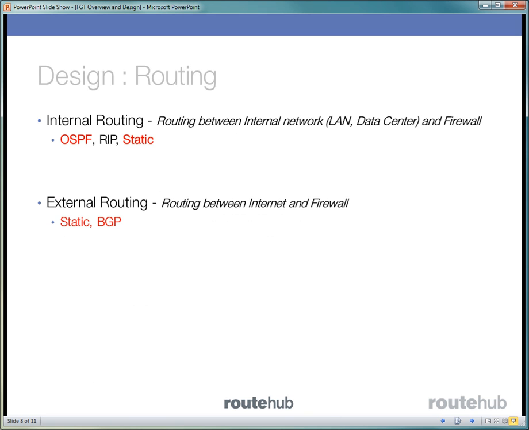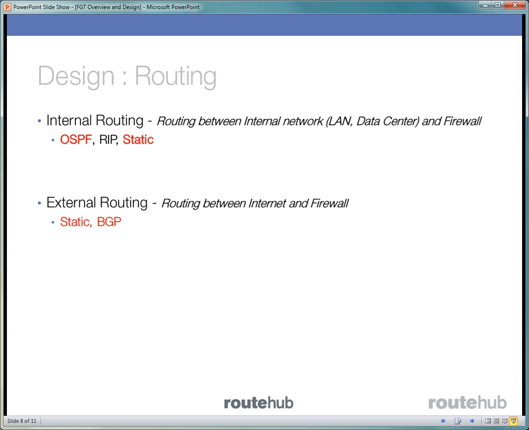Next, we have the routing design, and there are two types of routing that we must configure in order for all of our networks to communicate out to the lab internet. There is internal routing, which is routing that exists between the internal LAN or data center and our firewall. This is important for our firewall to know about the user and the server networks, for example. And there is external routing, which is routing that exists between the ISP and our FortiGate firewall to allow access to the internet.